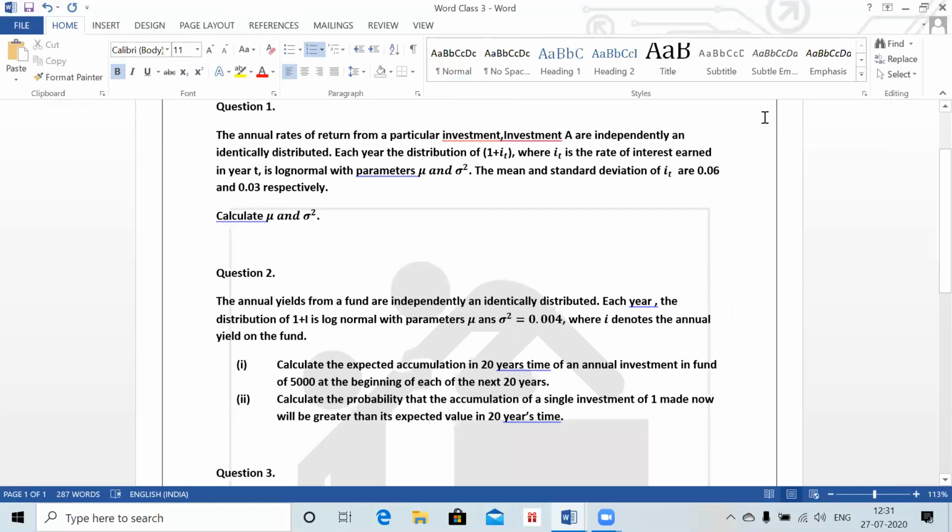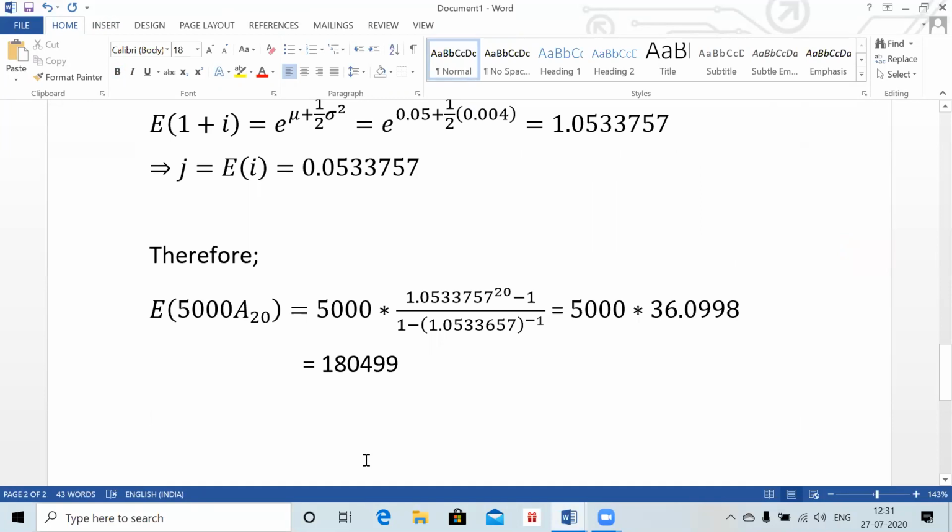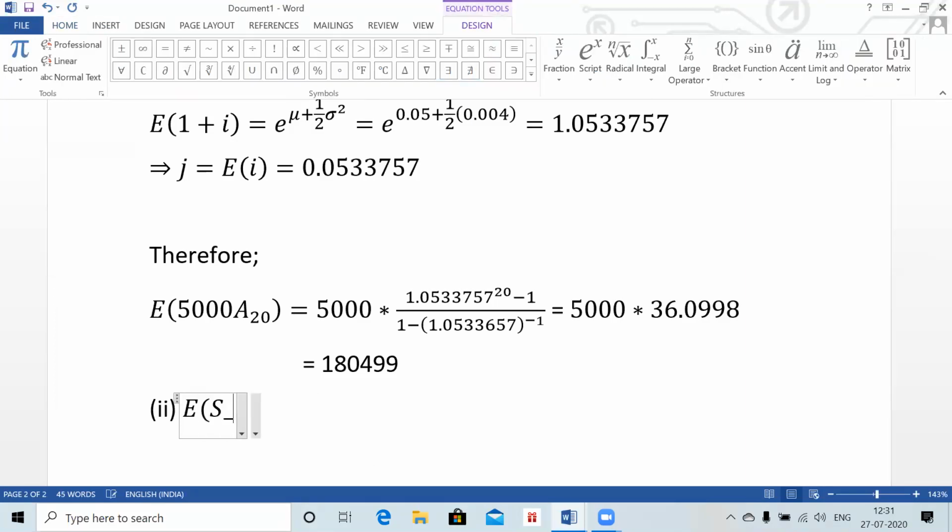Calculate the probability that the accumulation of a single investment of 1 made now will be greater than its expected value in 20 years time. बोला सिंगल इन्वेस्टमेंट ऑफ $1 का करेंगे तो उसका वैल्यू ज्यादा होगा then its expected value in 20 years time. So part 2 is equal to expectation of S underscore 20, ठीक है, is equal to (1 plus j) whole to the power 20. 1 रुपी का इन्वेस्टमेंट है तो कोई multiply और है नहीं.